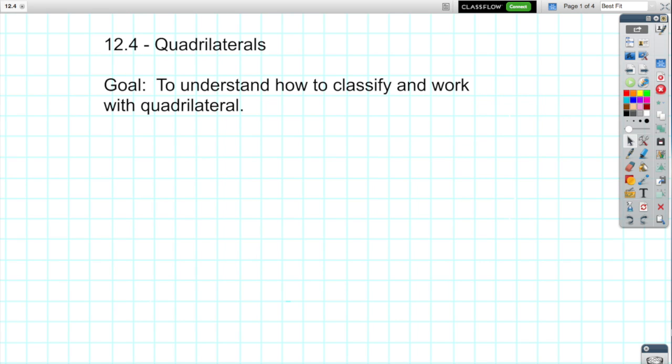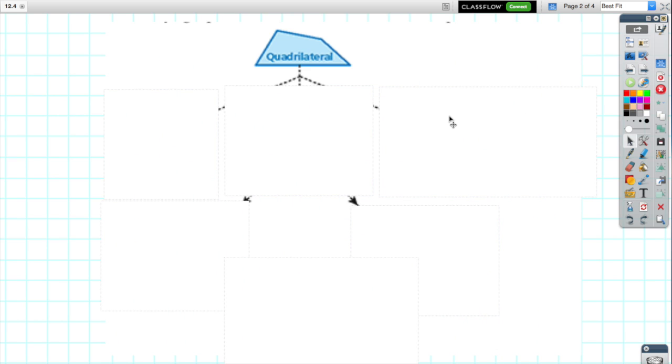This is lesson 12.4 on quadrilaterals. So our goal today is mainly how to understand classification of quadrilaterals and how to do a little bit of computational work with quadrilaterals as well. Now, first off, a quadrilateral is basically any four-sided shape like this one here. Anything with a closed figure with four sides is considered a quadrilateral, thus the prefix quad.